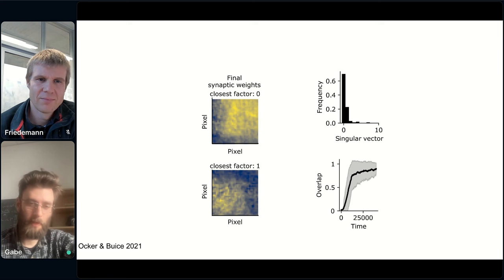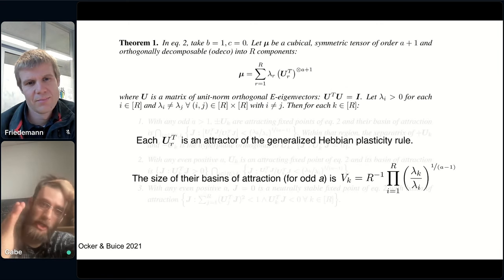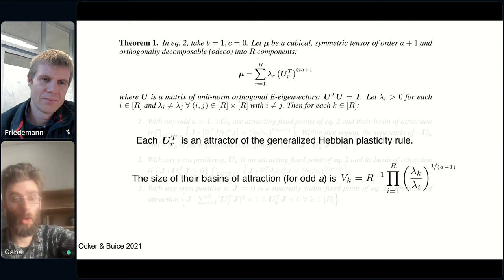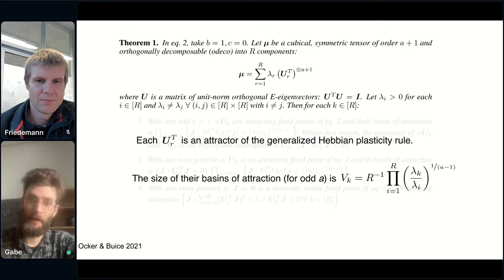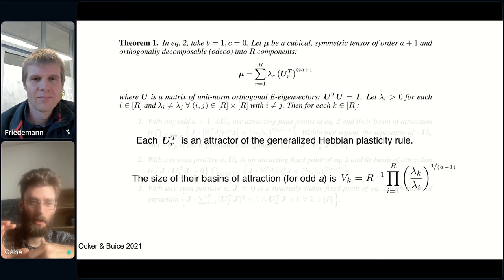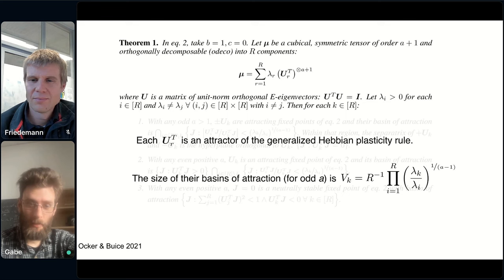So we were able to prove in a fun little NeurIPS paper a couple of years ago that each of these E eigenvectors of the input correlation tensor is an attractor of these generalized Hebbian learning dynamics with a non-vanishing basin of attraction, whose volume we can actually compute. So for the details there, I'll refer you to the paper. And with that, I'll stop. So thank you for your attention.